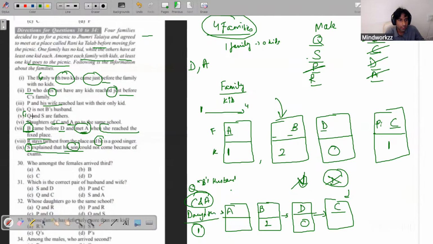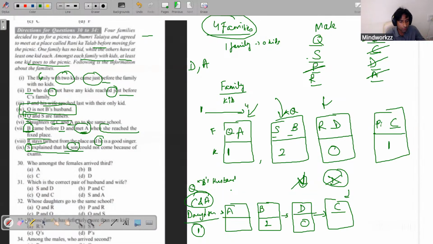It was told to me that Q is not B's husband. So Q cannot come here, and it is said that Q and S are fathers. Okay, so if Q is a father, that would mean that Q can only come here, because Q cannot come in D's place, right? So this is another approach which you can use to solve the question, that A and Q are going to come here. Since S is a father, that would mean that S and B are here, and then with B you will have R, who is her husband.